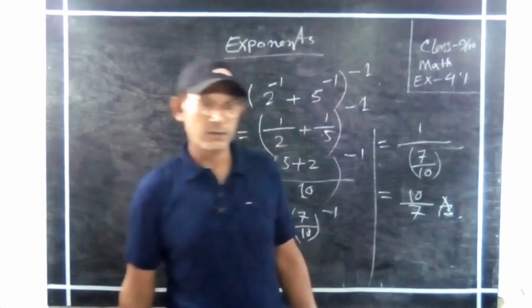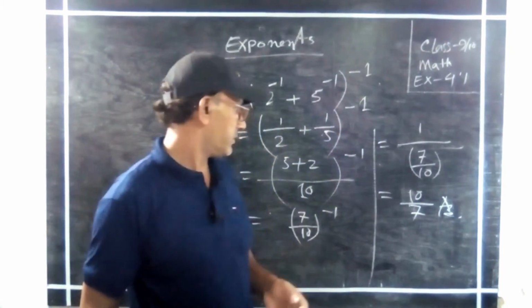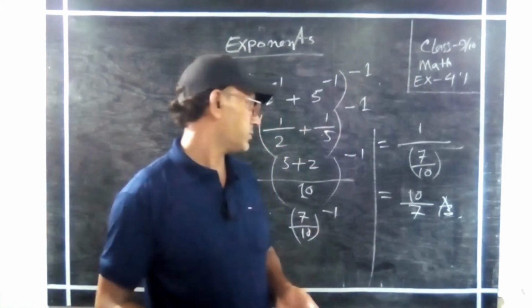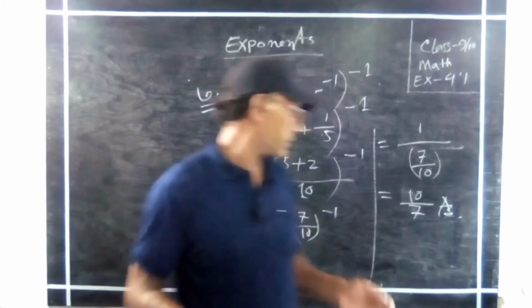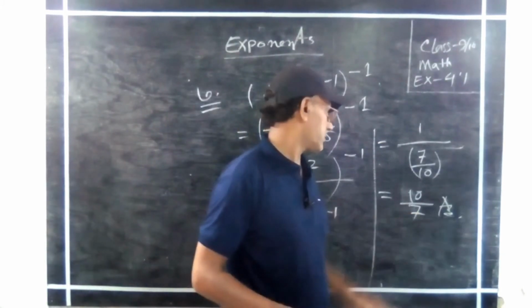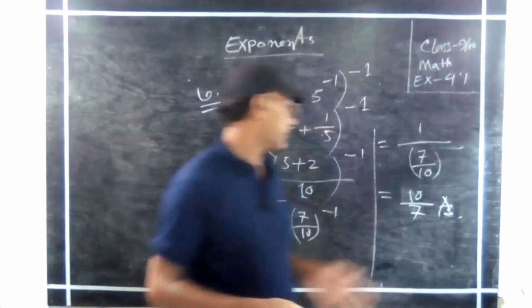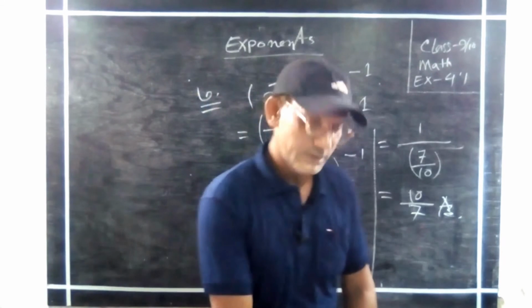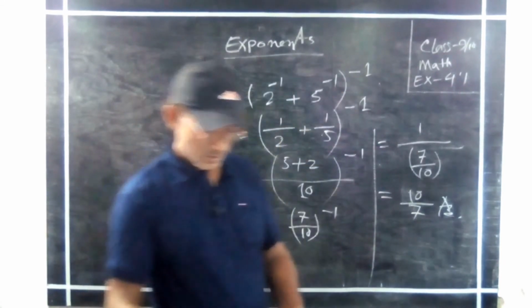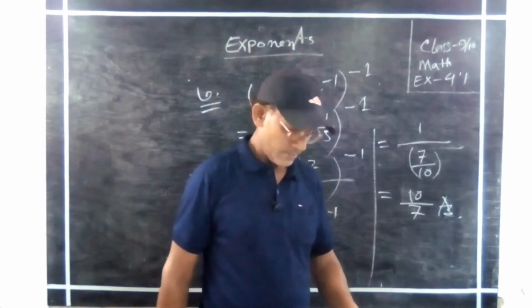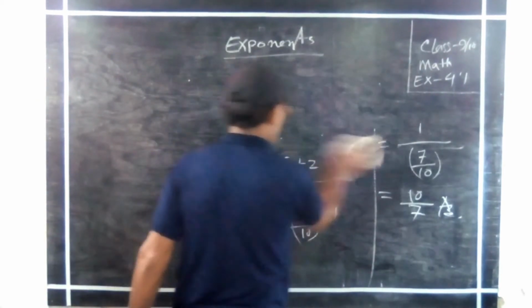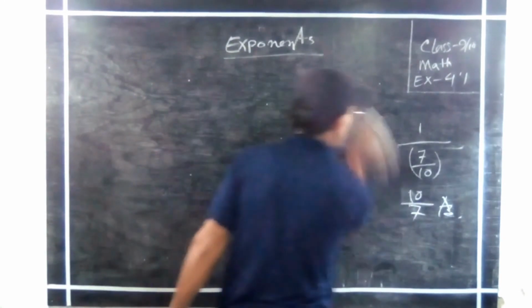I mean, I say in Bengali, 10 divided 7. I mean 10 divided by 7. Next we will go to number 4. I clean the board. Attention please. Number 4.